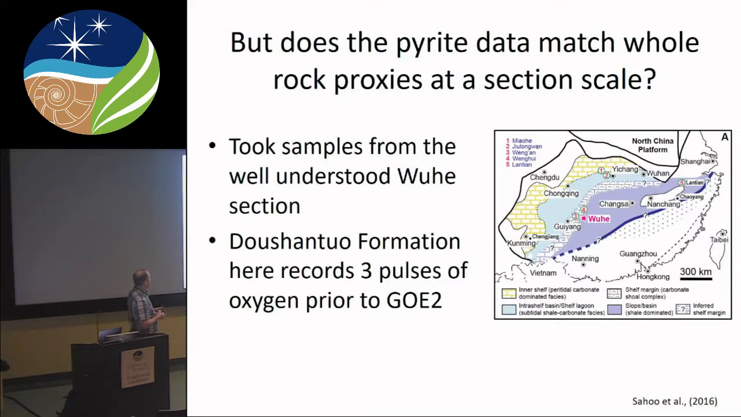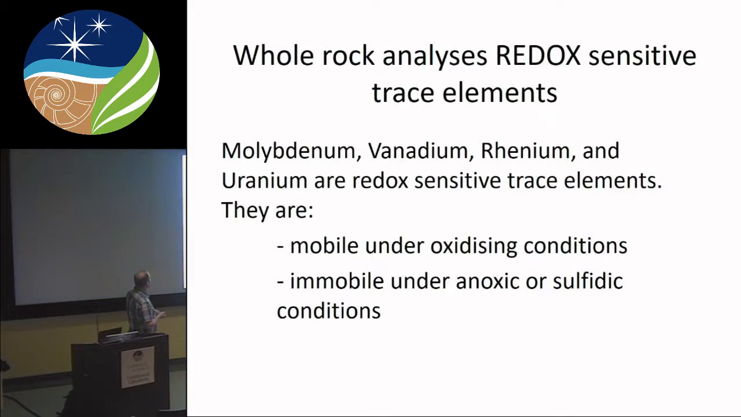So we decided to check this at the section scale. I got samples from the Wu-He section of the Doushantuo formation, which had been argued to record 3 different pulses of oxygen prior to the Neoproterozoic oxygenation events. And the way that these have been used traditionally is you use redox-sensitive trace elements like molybdenum, vanadium, rhenium, and uranium. These are used because they're mobile in oxidizing conditions and immobile in reducing conditions.